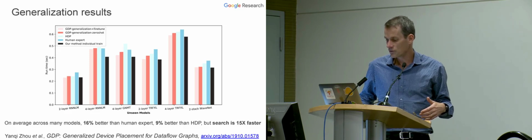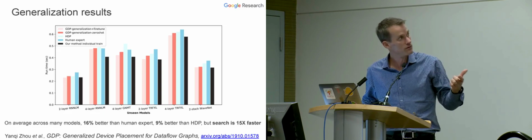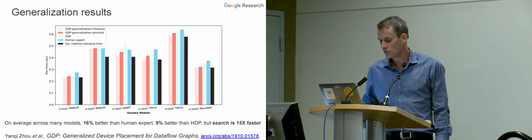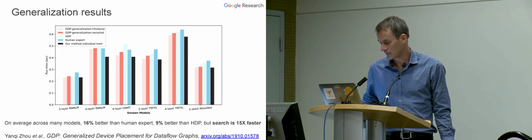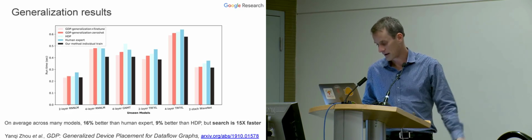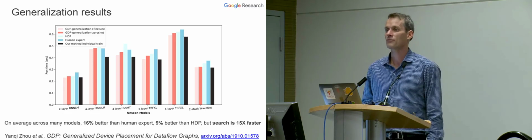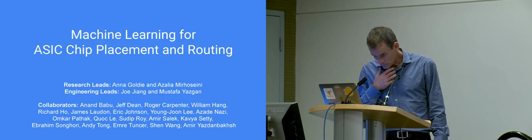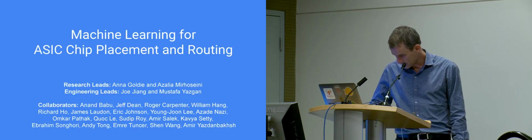But if you do this approach and then do fine-tuning on that graph, which is generally much faster than doing the full iterative approach just on that graph many times, you can get pretty close to the hierarchical approach and the individual training approach. So that's pretty nice. It's 16% better than human expert on average across a bunch of graphs and 9% better. But the search is the real benefit here because it generalizes very quickly and you get 15 times faster accurate placements.